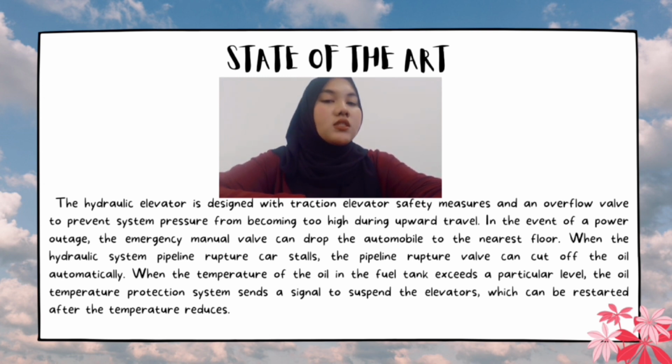When the hydraulic system pipeline ruptures, the pipeline rupture valve can cut off the oil automatically. When the temperature of the oil in the fuel tank exceeds a particular level, the oil temperature protection system sends a signal to suspend the elevators, which can be restarted after the temperature reduces.